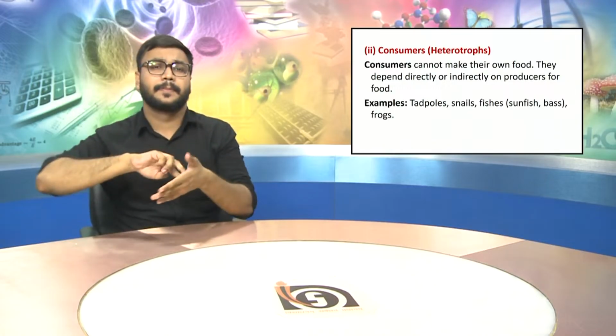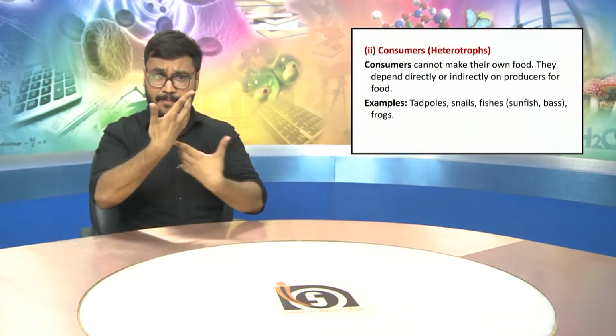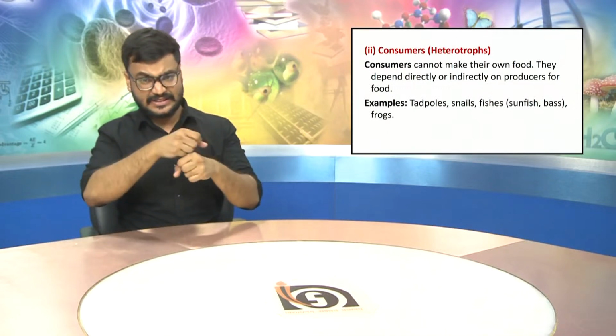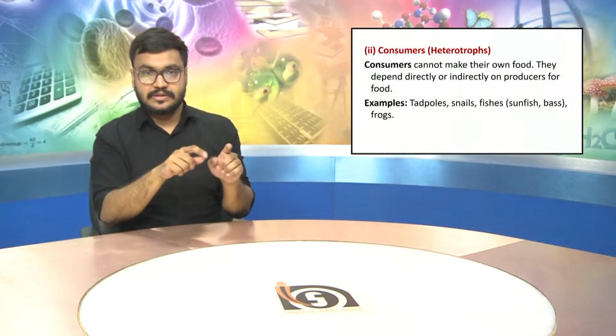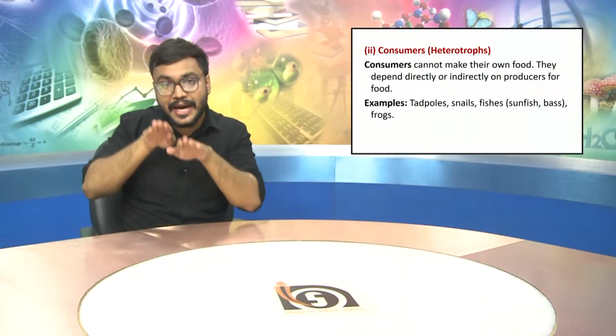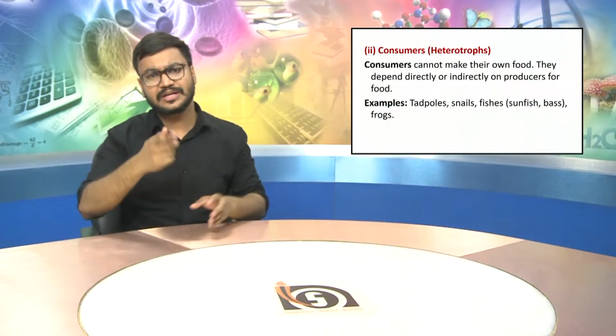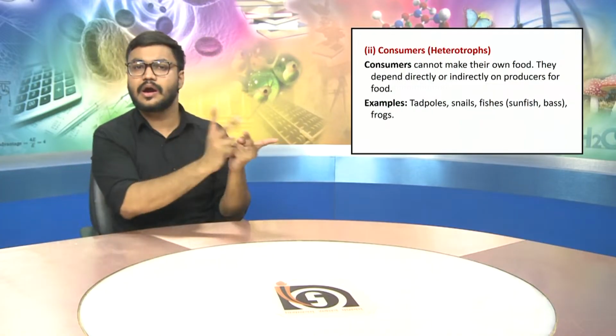Second is consumers, or we can say heterotrophs. Consumers cannot make their own food. So that's why they depend directly or indirectly on producers for the food. For example, tadpoles, snails, fishes, frogs, etc.